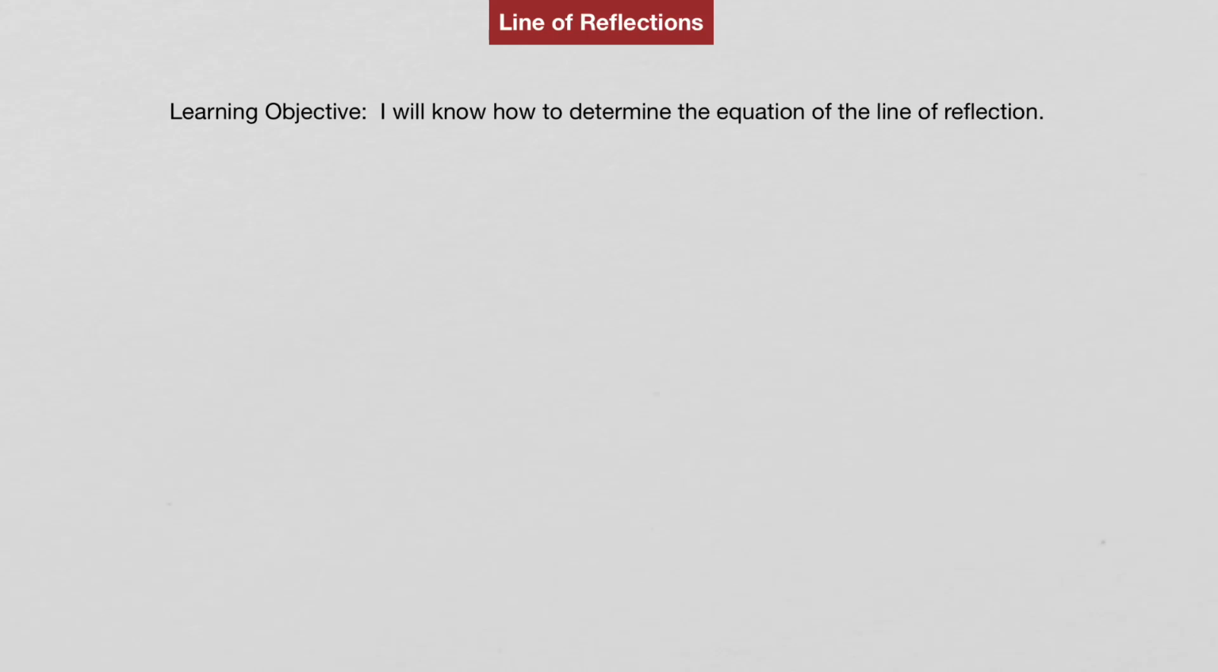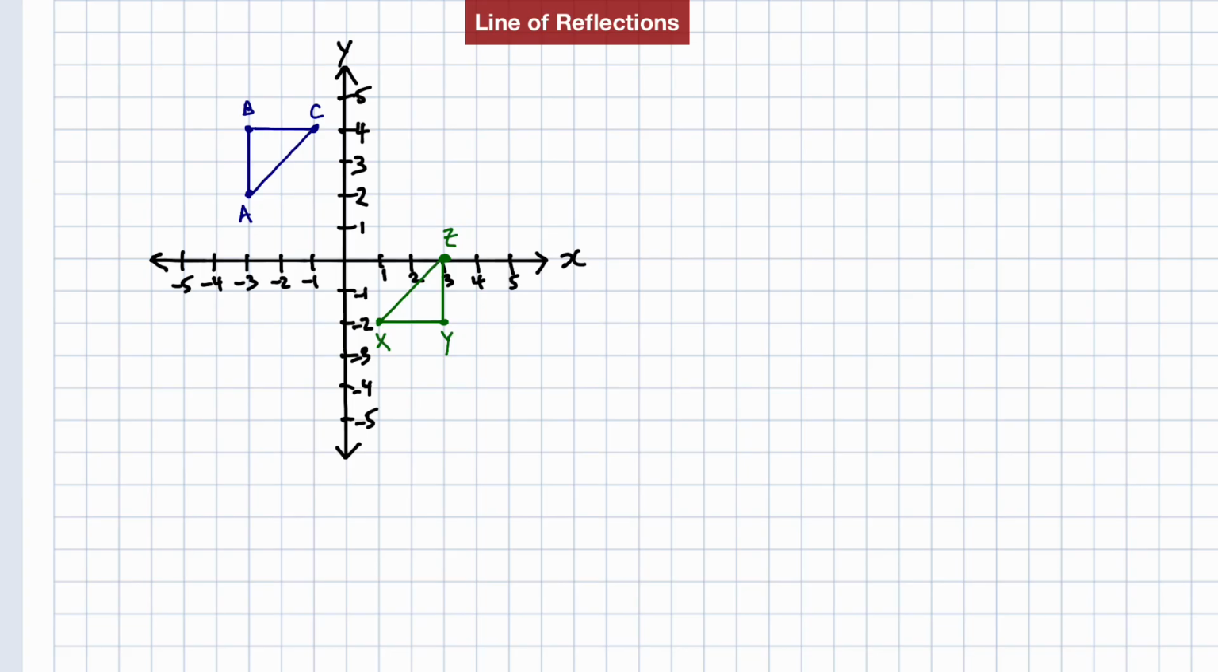Okay, class, in this lesson, you're going to learn how to determine the equation of the line of reflection. So let's go ahead and get started with an example. Here we have two triangles, ABC in blue, and then its reflection, XYZ. Here we need to figure out where the line of reflection is, and our goal is to determine the equation of this line in slope-intercept form.